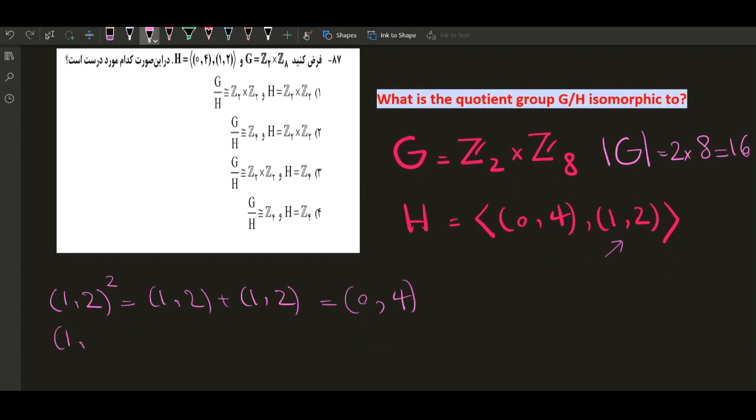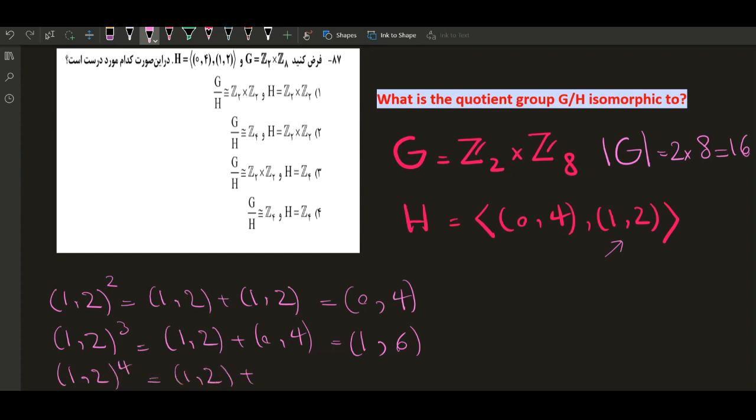Now we calculate (1, 2) to the third power, so it is equal to (1, 2) plus (0, 4). Again, we add the first component mod 2 and we get 1, and we add the second component mod 8 and we get 6. Then we calculate (1, 2) to the fourth power, which is equal to (1, 2) plus (1, 6). And then we get 0 for the first component, and after adding the second component, 2 plus 6 is 8, and 8 mod 8 is 0. Okay, that's it.